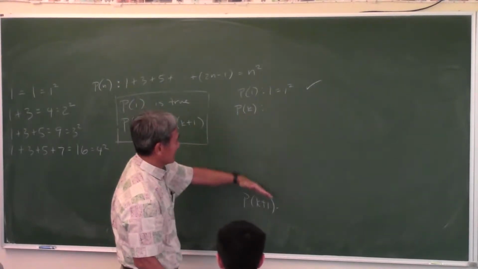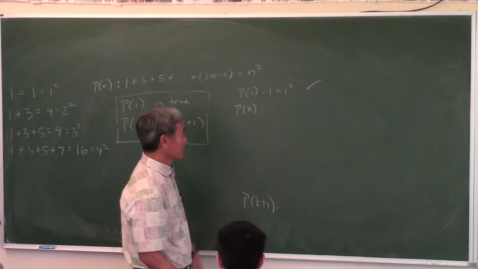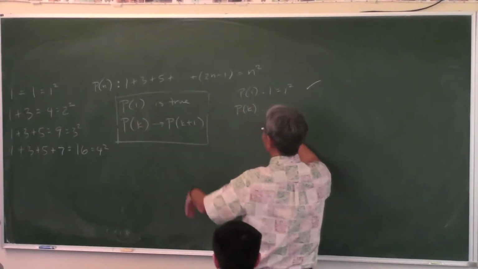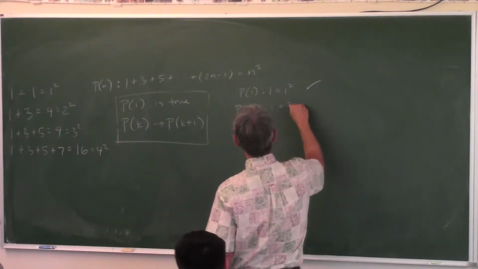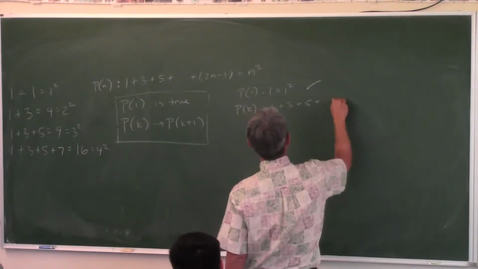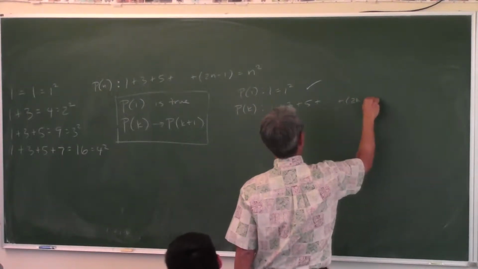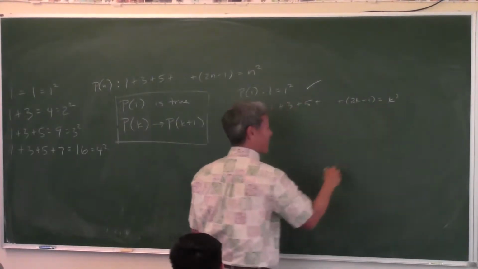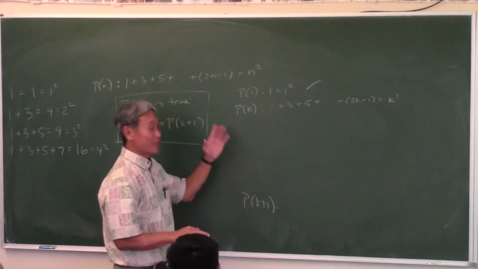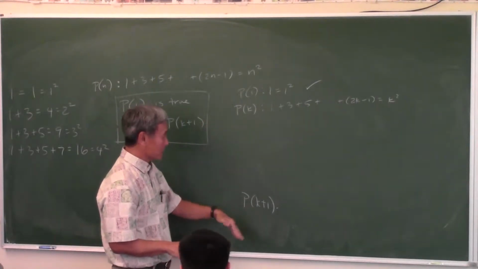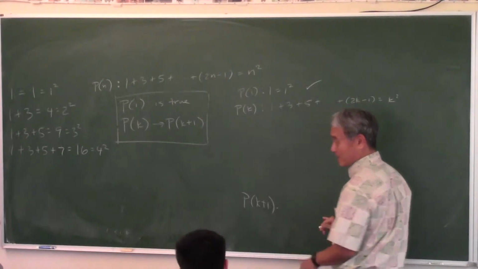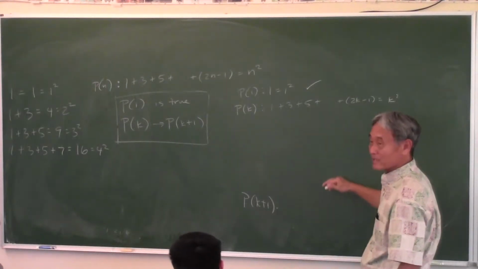This is the space we're going to use to put all our work in. Now, what is P of k? This is the statement P of n, so what would P of k be? Plug k in: 1 plus 3 plus 5 plus dot dot dot plus 2k minus 1 equals k squared. Now, we don't know if it's true, but we're trying to prove that if it's true, then this one will be true. So you might want to write in this statement right here, and then fill in the steps over here.